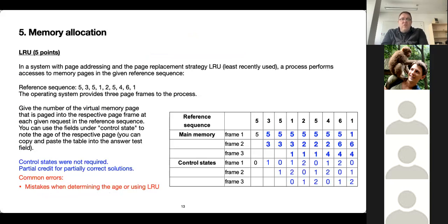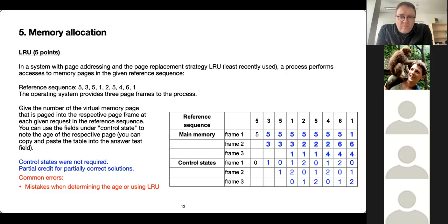Nothing special here. The second memory allocation was about the LRU algorithm, so least recently used. So we have a system with page addressing and LRU page replacement strategy, and we have a number of given accesses in this reference sequence here. The operating system has exactly 3 page frames, which is not a lot, obviously. And so you should simulate the replacement here. You also had space for giving the control states for each of the memory frames, which might be helpful for implementing this algorithm.